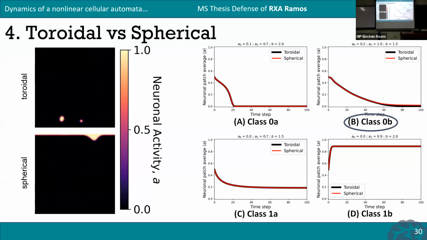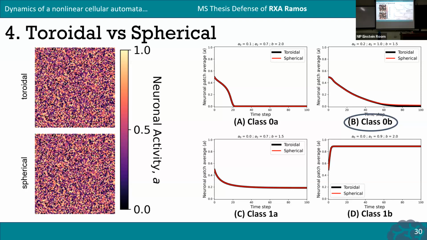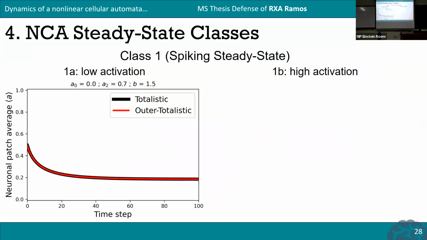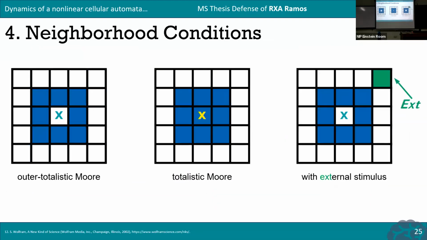Simulation of the Moore neighborhood, because you simulated the Moore neighborhood, and then you have the outer totalistic and totalistic cases. What is the physical significance of the totalistic Moore? Thank you for the question.